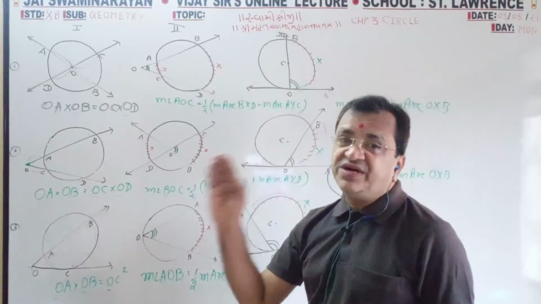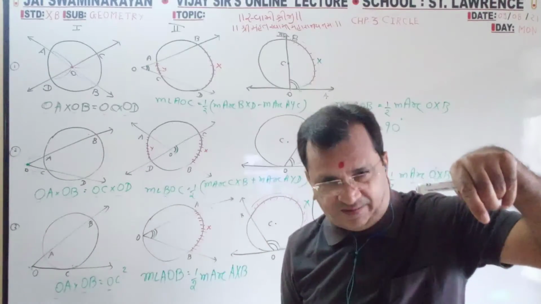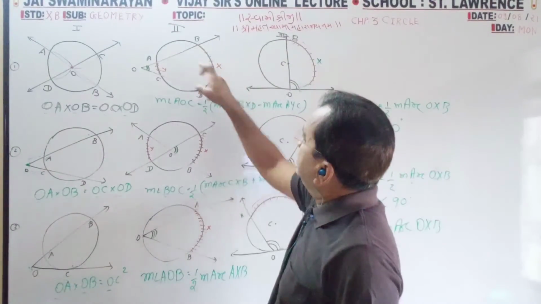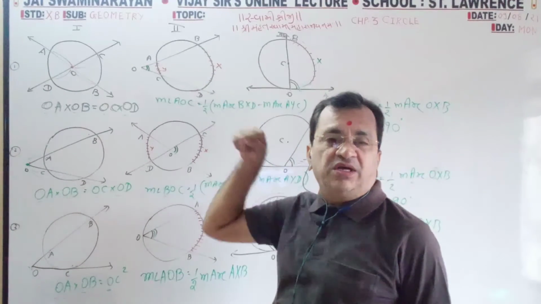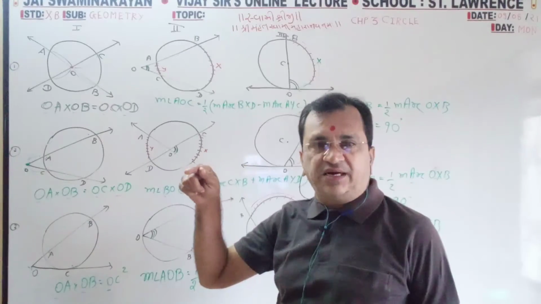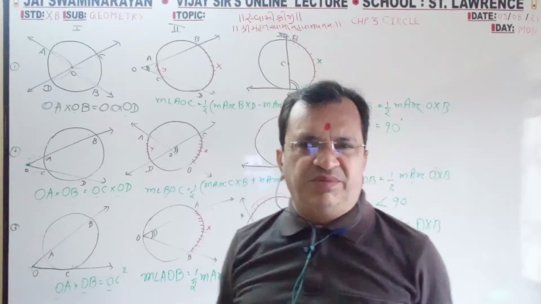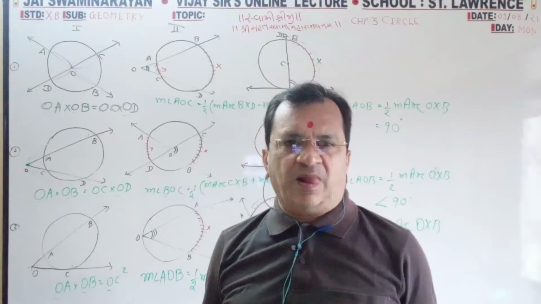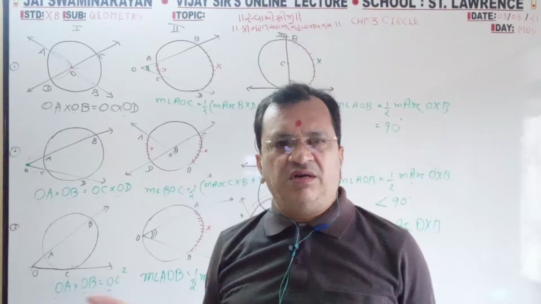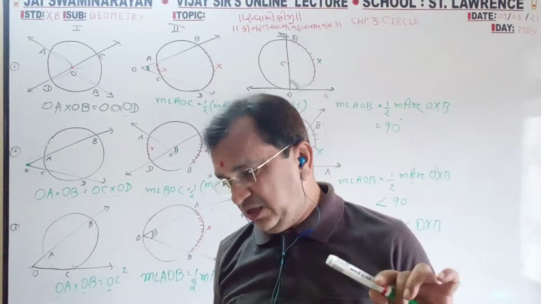Here if it is outside, two arcs will be formed by that angle, bigger and smaller. So bigger minus smaller, that difference we have to make half. When it is inside, both can be equal, bigger, smaller, no need. Make the total half. If it is outside, subtraction. If it is inside, total.